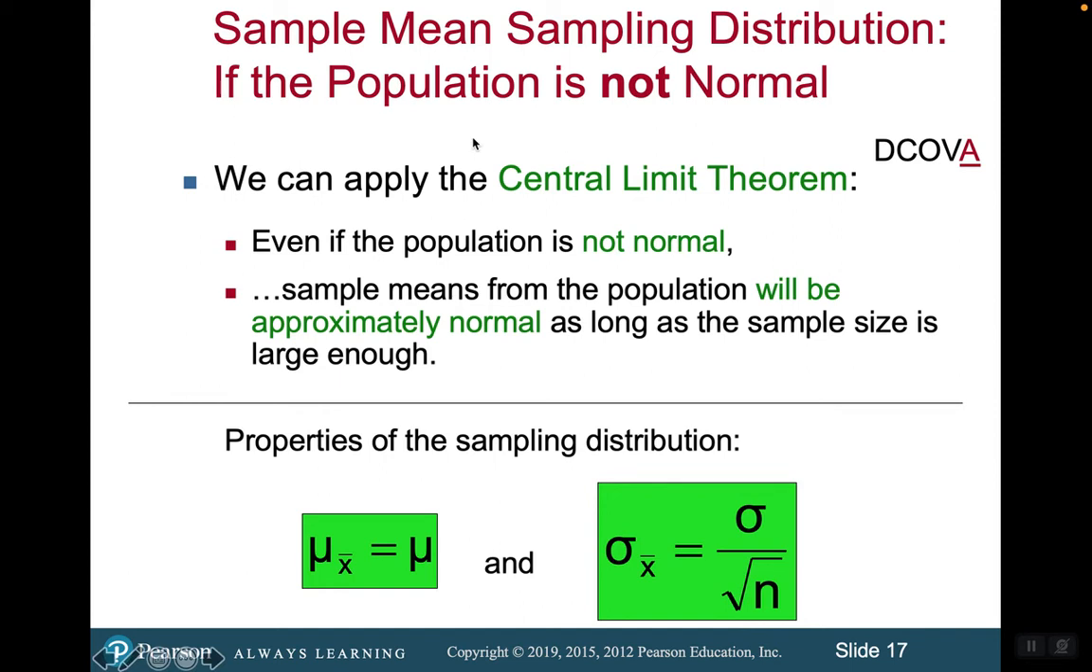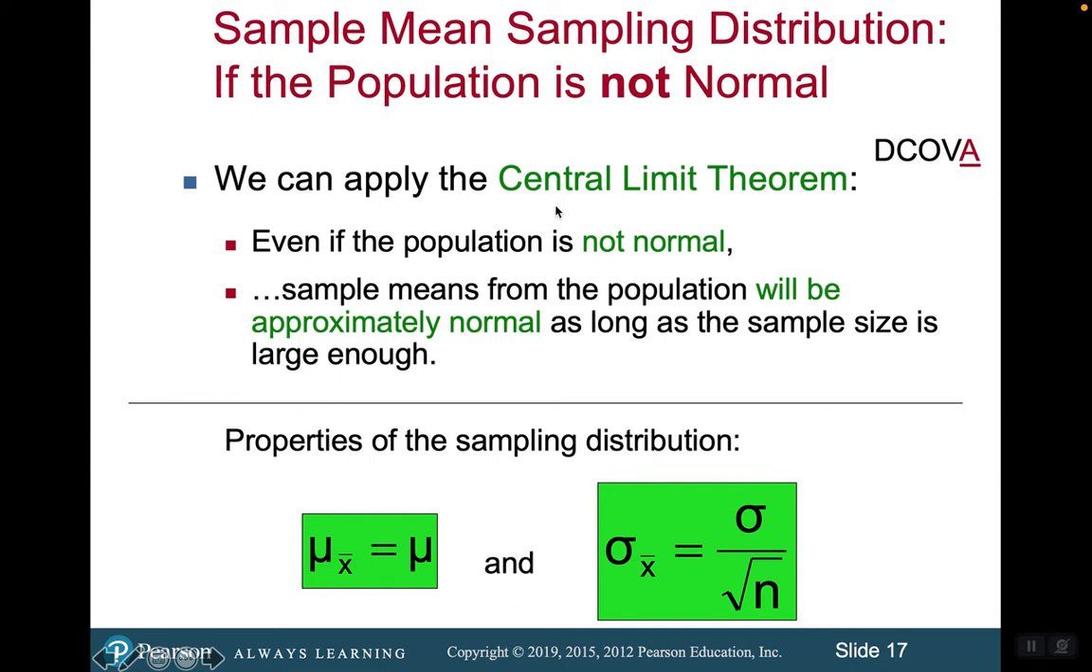Now, what happens if the population is not normal? This works great so long as we have a normal distribution. We can convert it over to a standardized form with z, and look it up in the table. Now, what happens if it's not normal?